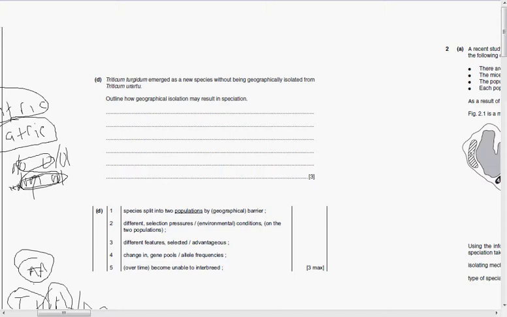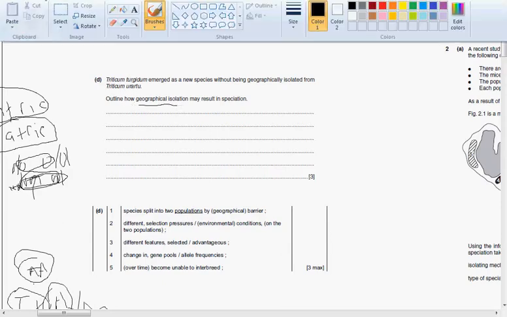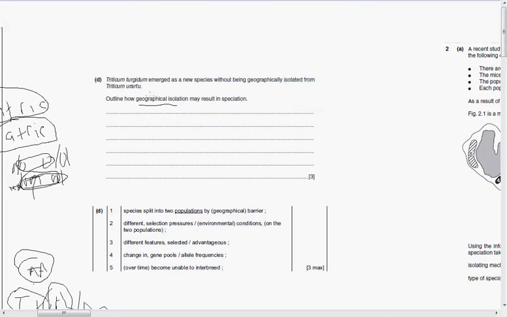Welcome back to the video on speciation, and in this video we'll continue from where we ended last. The first thing we have to explain is geographical isolation. Let me make it bigger so we can understand more clearly. So geographical isolation results in speciation.